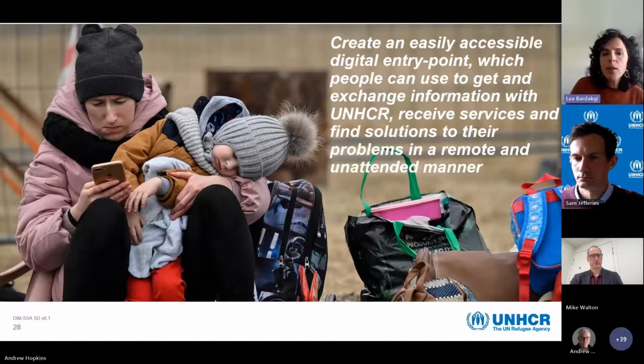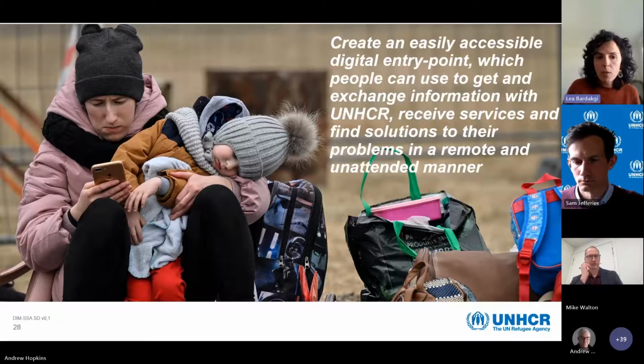And this is where the idea, the vision of the digital gateway, came from. The idea was to create an easily accessible digital entry point that people can use to get and exchange information with UNHCR, receive services, and find solutions to their problems. So this was the whole vision of the digital gateway.